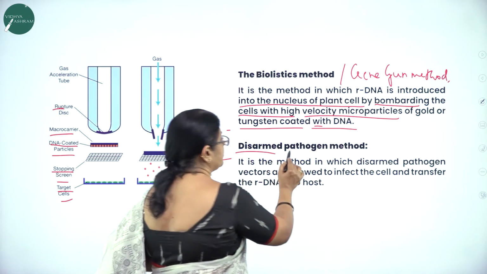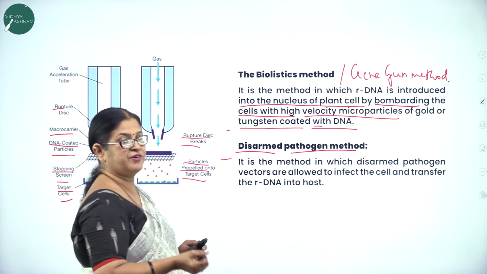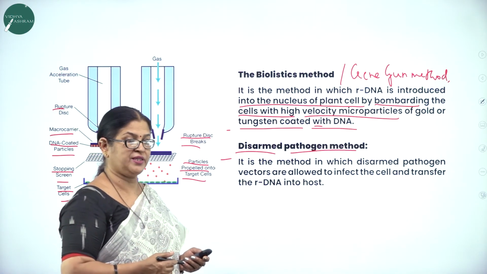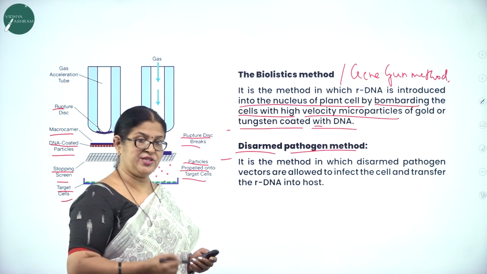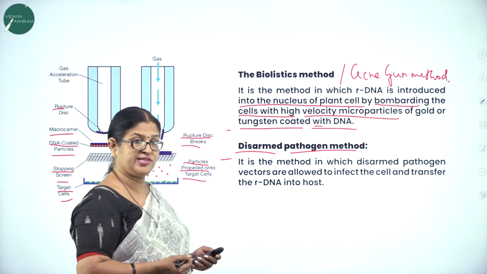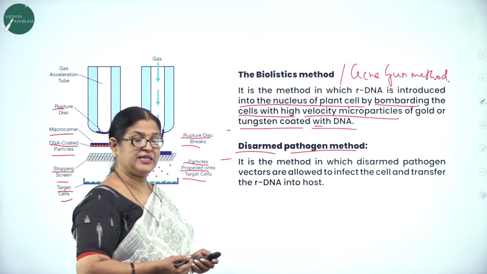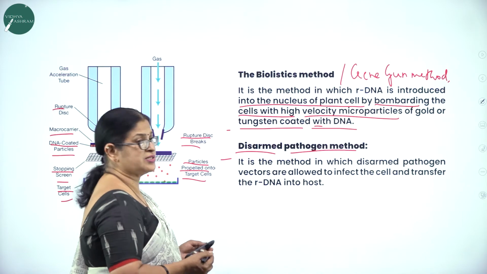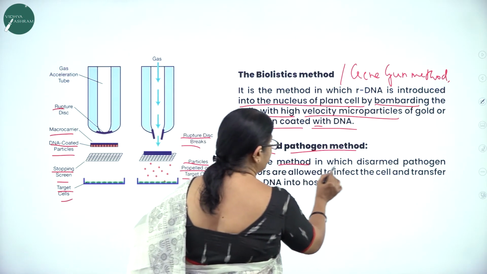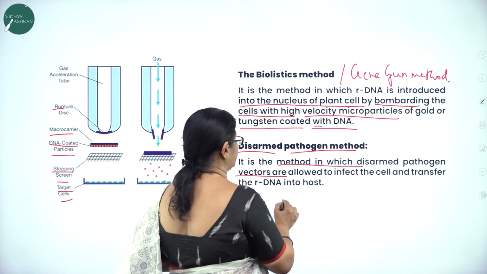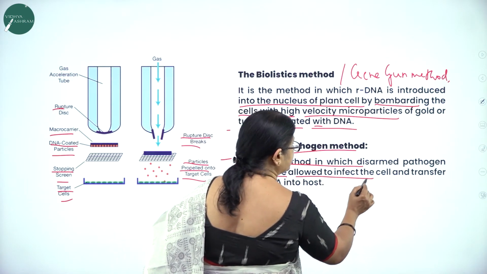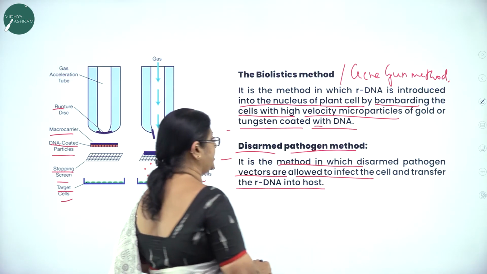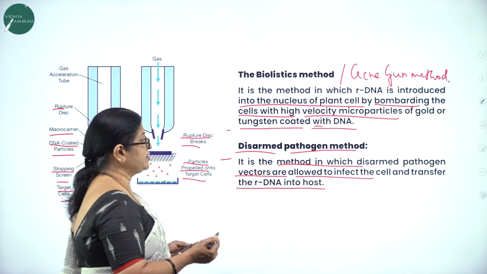Then disarmed pathogen method. Next method, what is the first method? That is heat shock method. Second one is microinjection method. Third one is biolistic method. And the fourth one is disarmed pathogen method. So what is disarmed pathogen method? It is the method in which disarmed pathogen vectors are allowed to infect the cell and transfer the rDNA into the host cell. Disarmed pathogen method.